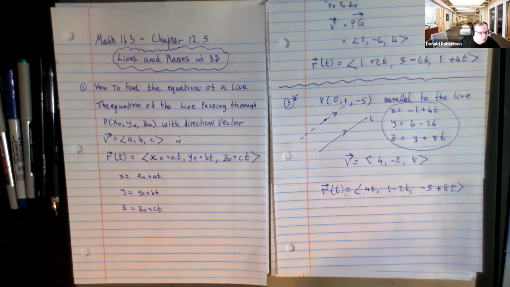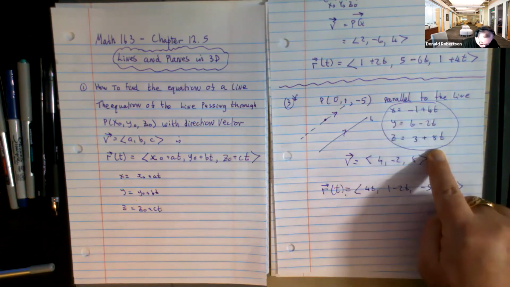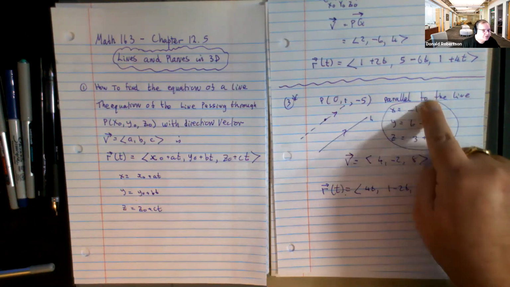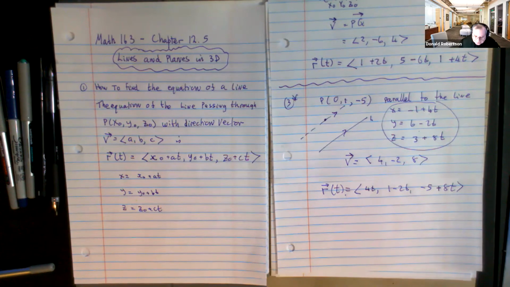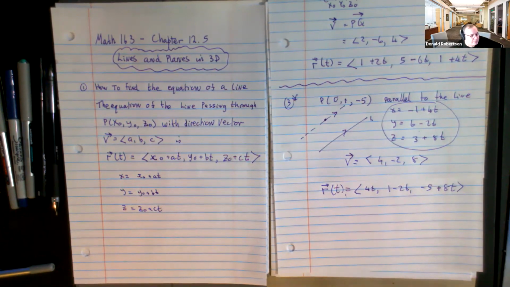Are we comfortable with that process? That if I tell you a point on the line and that it's parallel to another line, we can get the direction of our line by using the coefficients of the t's. Have we any problems with that? Okay, I'll move on.